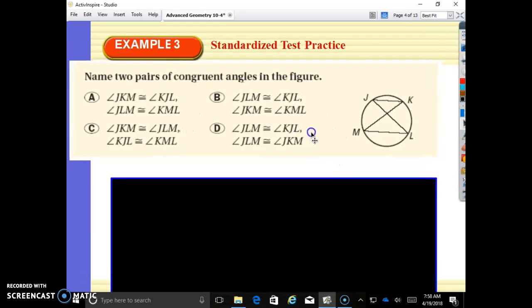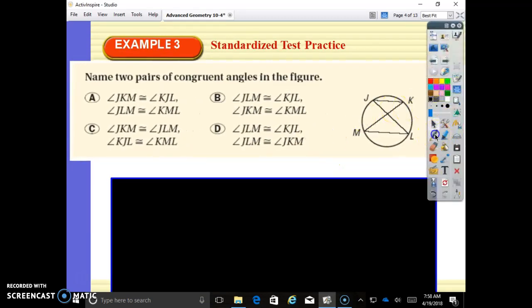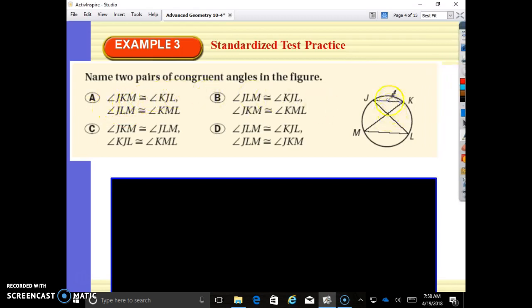Name two pairs of congruent angles in the figure. All right, JKM and KJL. Are those congruent? How do you know? You don't know.